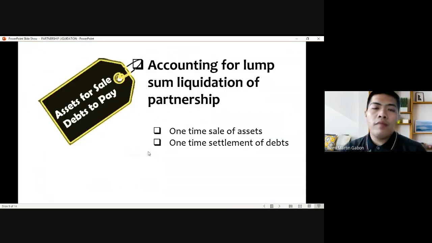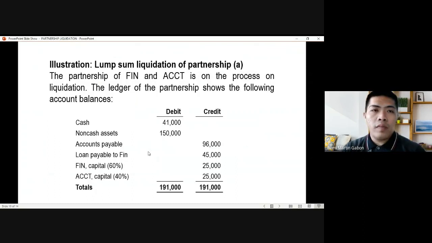So let's have accounting for lump sum liquidation of a partnership. So we have the involvement of lump sum liquidation is one-time sale of asset, so meaning isang bagsakan ang pag-realize ng asset, then one-time settlement of debts. Okay? Let's have an example. The partnership of Fin and Act is in the process of liquidation. The ledger of the partnership shows the following account balances.